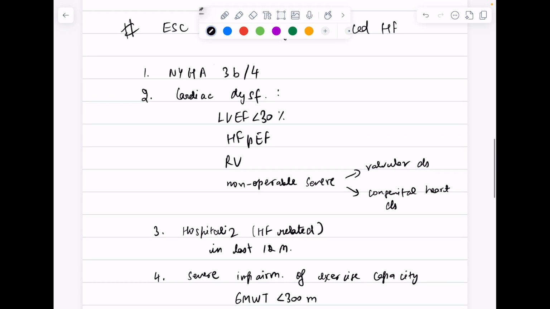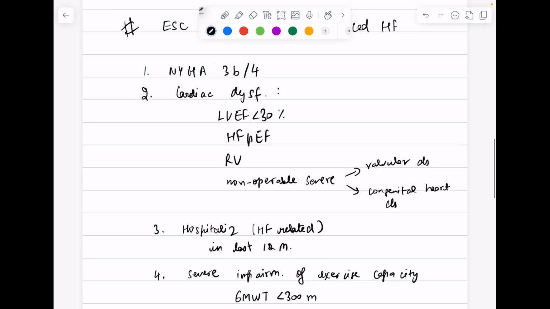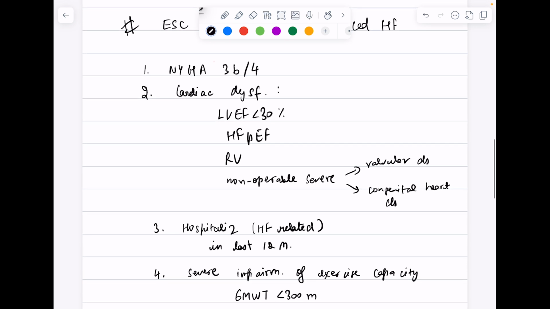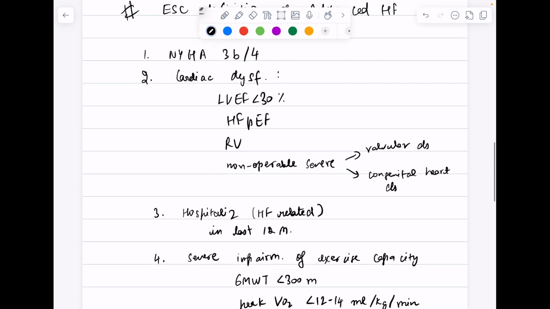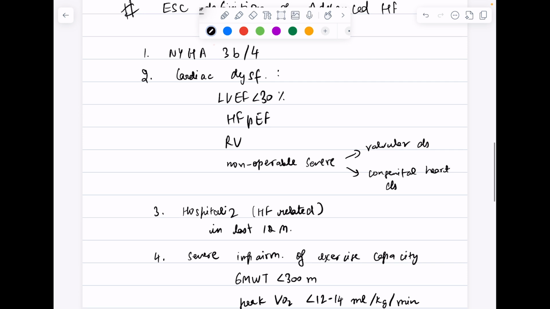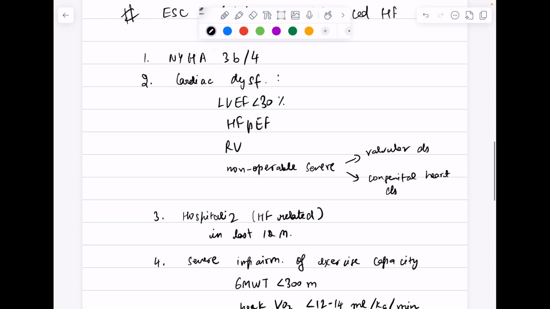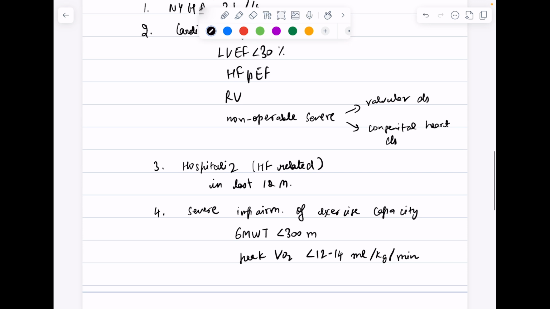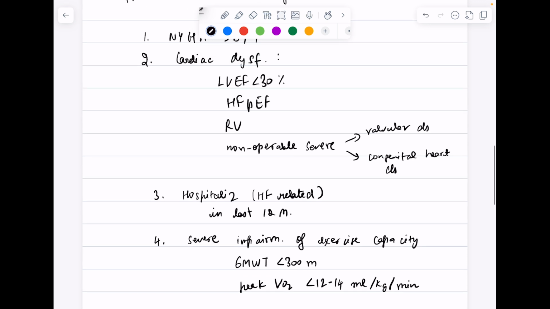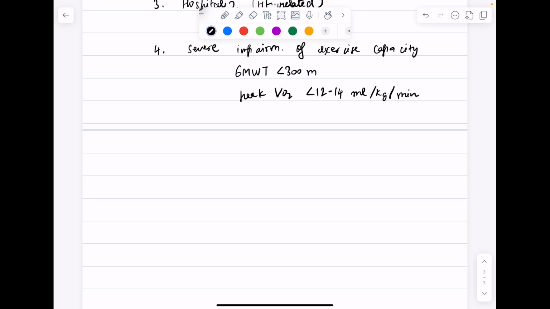Then number two is cardiac dysfunction. You can have left-sided heart failure with EF less than 30%, you can have HFpEF, you can have RV failure, or you can have non-operable severe valvular disease or congenital heart disease. You only need one of these to qualify as cardiac dysfunction. And then the third one is any heart failure related hospitalization in the last 12 months or an unplanned visit. When you have all four of these, then you can define this patient to have advanced heart failure.